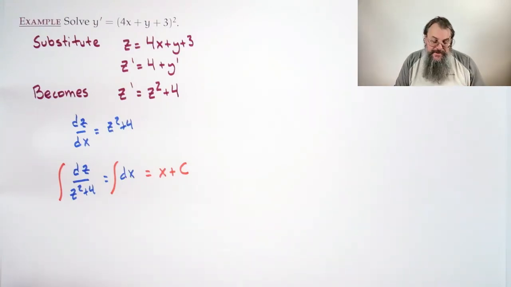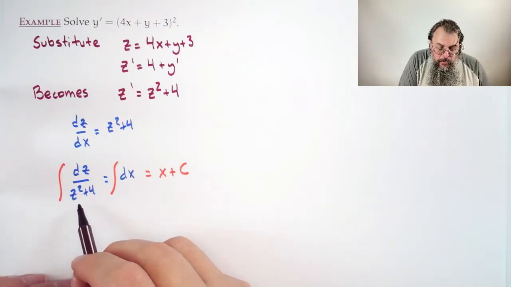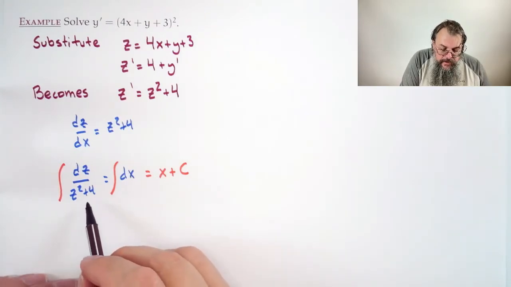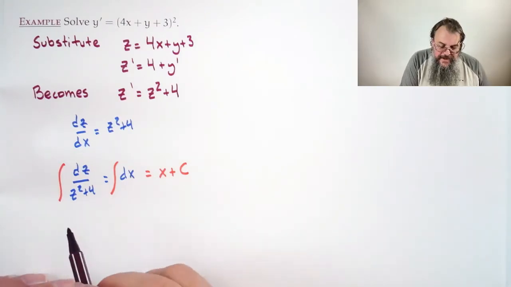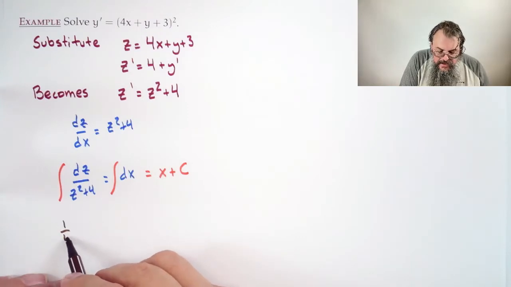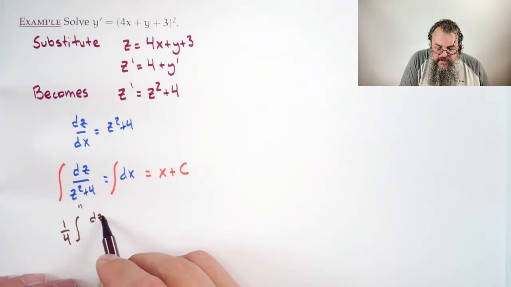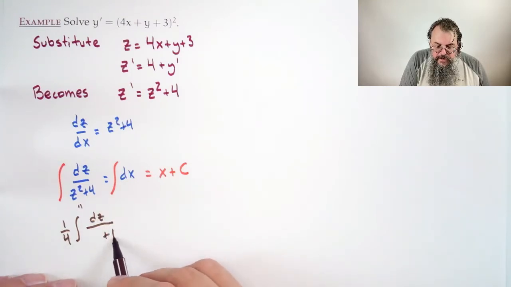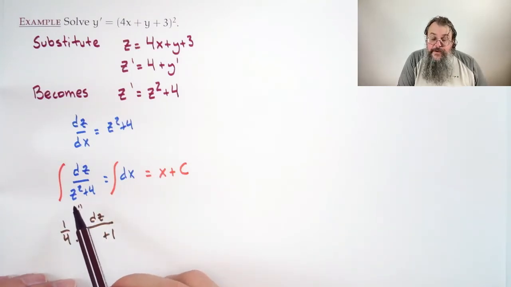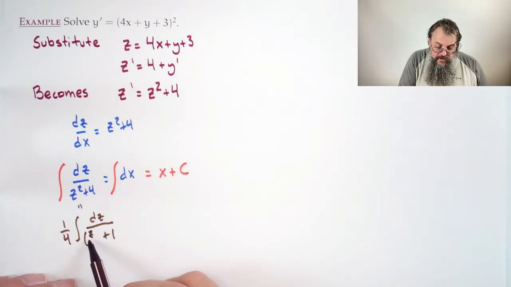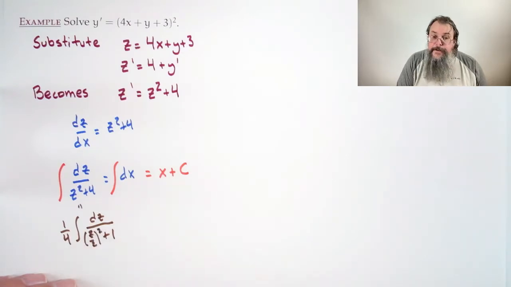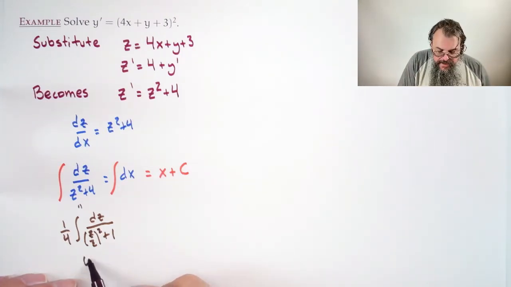So how could you do this? Well, one way you can do this is you say, well, I'm going to pull out a fourth. And that seems like a strange thing to do. So what we're really doing is pulling out a 1/4 in the denominator. And so this is plus 1. Now, this would be z squared over 4, or if you like, (z over 2) squared. And now you're like, oh, I see where you're going with this. You're saying make a substitution.